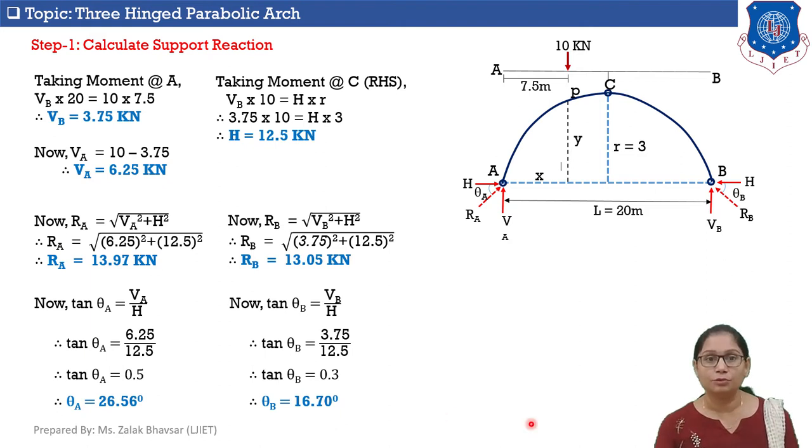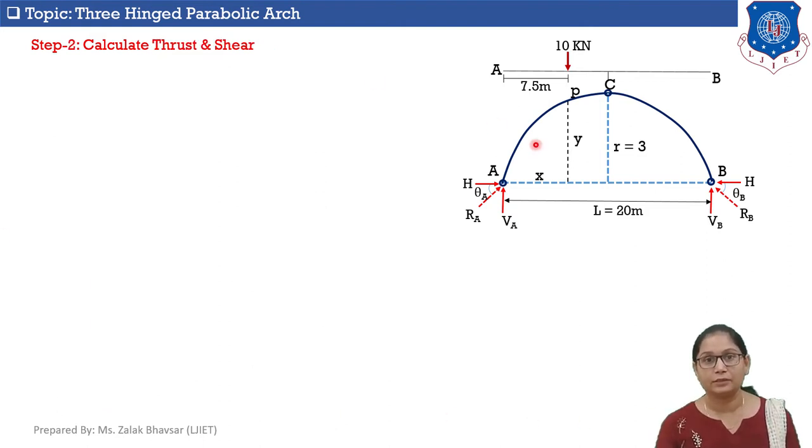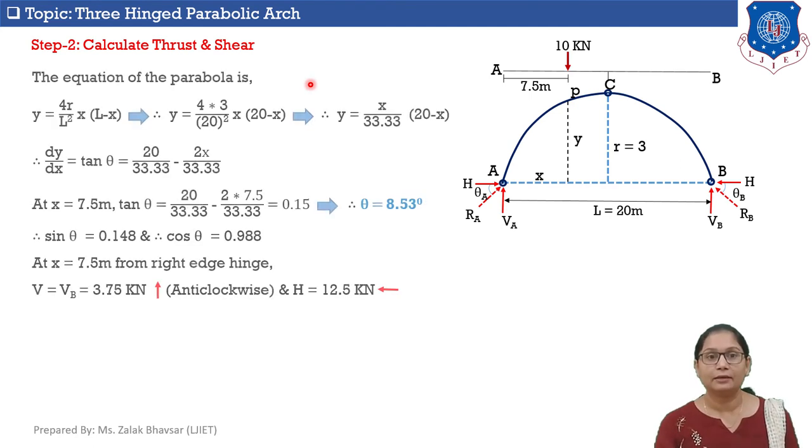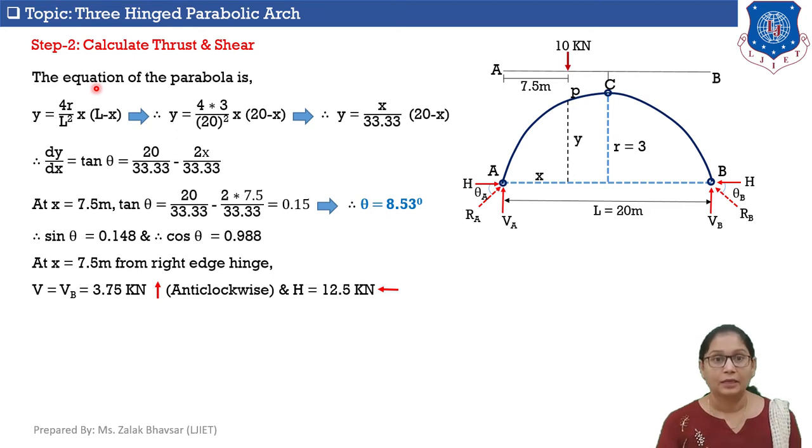Okay. Now, let's move to step number 2. In step number 2, we will calculate thrust and shear. So, here we need to apply equation of parabola. Equation of parabola we already discussed, which is y is equal to 4r upon l square into x into l minus x. Now, r is 3 meter and capital L is 20 meter. So, if I put r is equal to 3 and l is equal to 20 in equation of y, then I am getting y is equal to 4 into 3 upon 20 square into x into 20 minus x. Therefore, I can say that y is equal to x upon 33.33 in bracket 20 minus x.